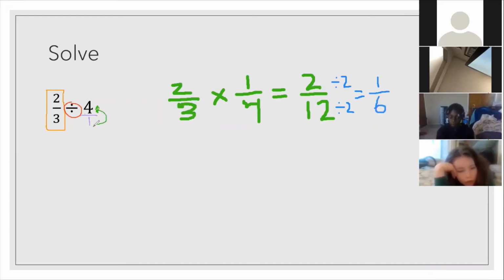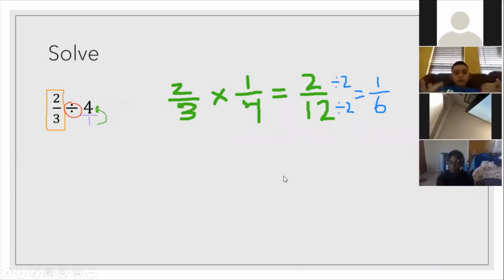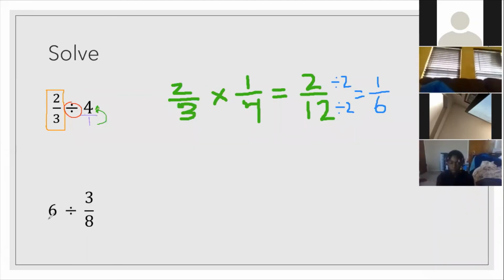Great job. Our second problem we're going to cover is 6 divided by 3/8. So now our whole number is first. All right, help me out. What do I do first here? Put 6. Put a 1 under the 6.